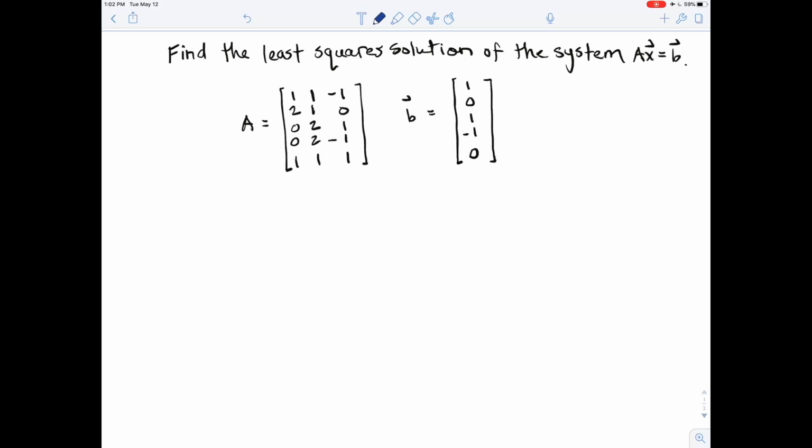Today we'll be taking a look at finding the least squares solution of a system, A times x equal to b, using elementary linear algebra, so using matrices. The trick here is we basically need to find the normal equations of the least squares problem, which is A times x equal to b.